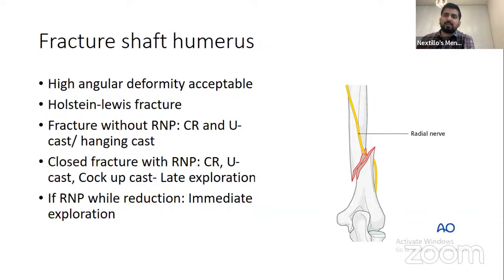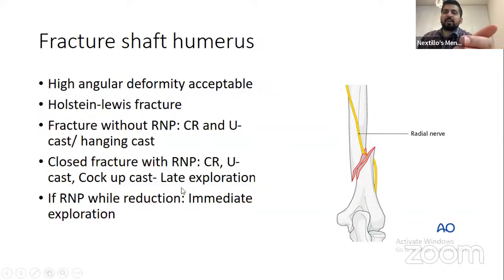Now, in closed fractures with radial nerve injuries, what we can do is manage with closed reduction, a U cast and a cock-up cast. Now remember, a cock-up cast keeps the hand in the position of intrinsic plus. So a cock-up cast is, again, another homework for you. You have to go and read what a cock-up cast is, what an intrinsic plus hand is, and what an intrinsic minus hand is. Please read about it and do let us know, so we can discuss it in the next class probably.